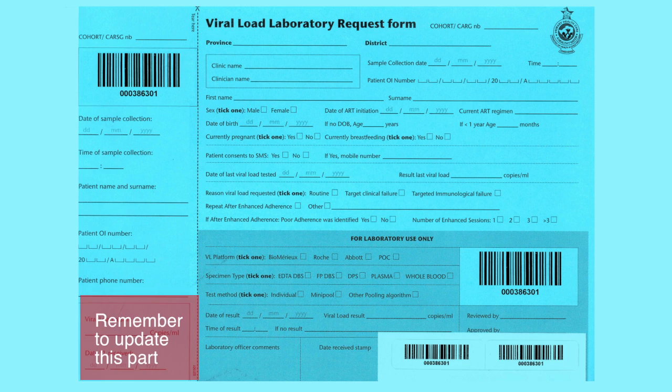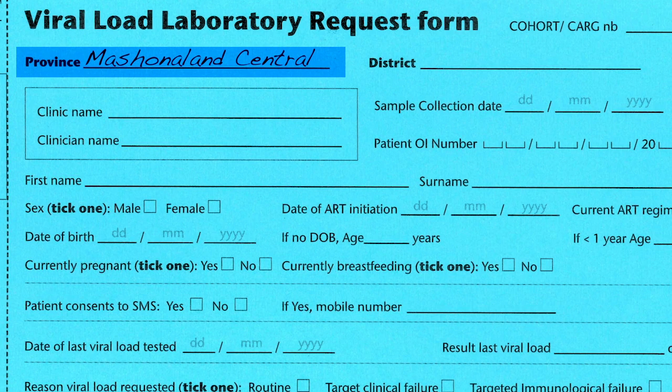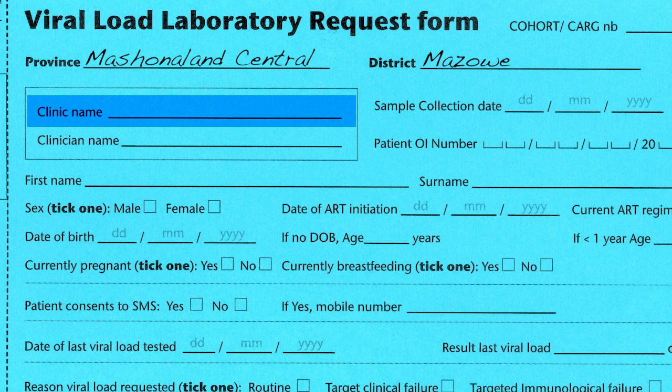Let's start by learning how to fill in the part of the form that will be sent with the sample to the lab. In the province field, write the name of the province where your facility is located. For example, this patient is visiting a facility in Mashonaland Central Province. In the district field, write the name of the district where your facility is located. For example, this patient is visiting a facility in Mazoe. In the clinic field, enter the name of your facility. This patient is visiting Dambo Clinic.